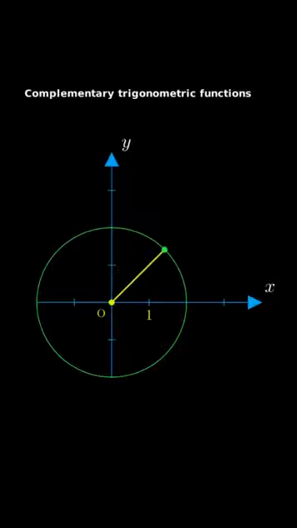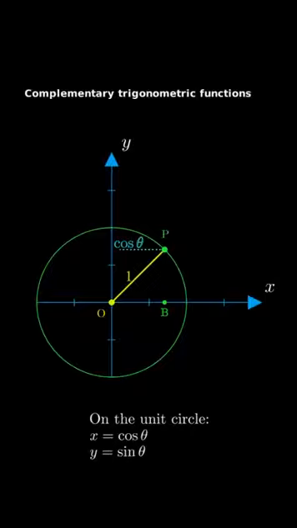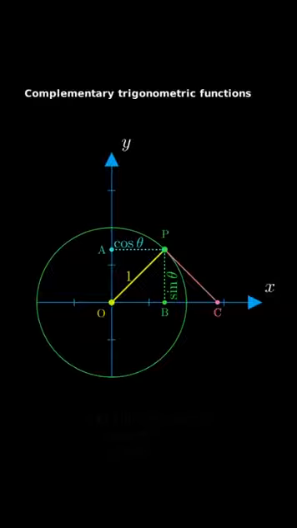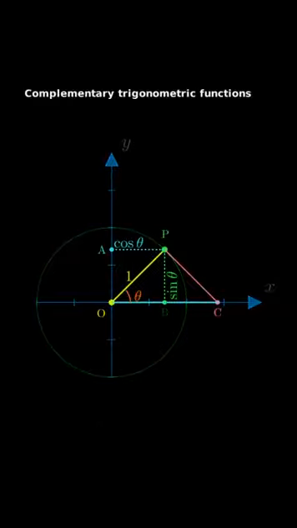The key rule here is, the x-coordinate of P is the cosine of the angle, and the y-coordinate is the sine. Let's project P. On the y-axis, we get A. On the x-axis, we get B. Now, let's draw the line tangent to the circle at point P.